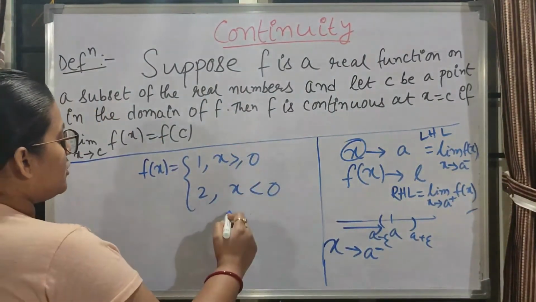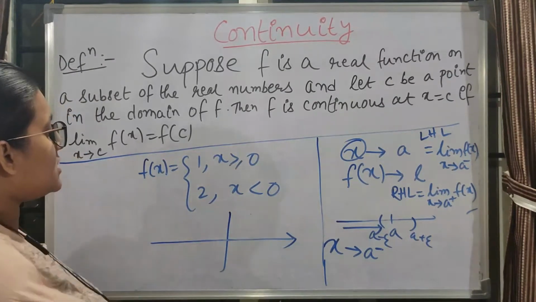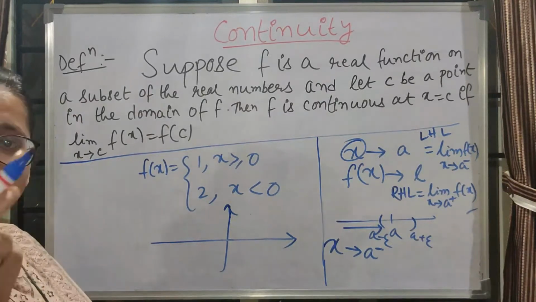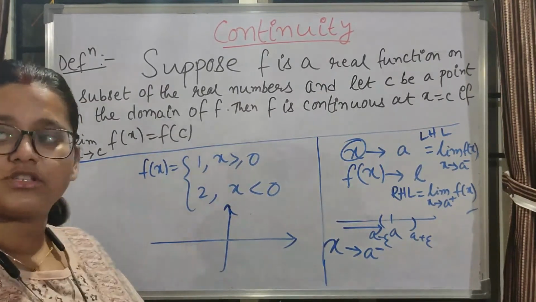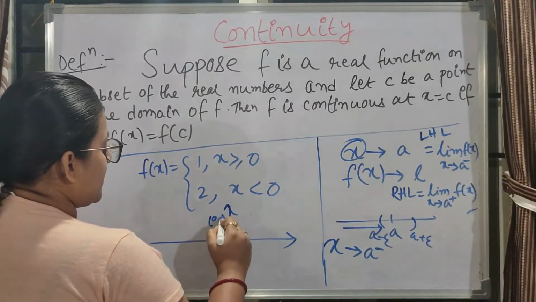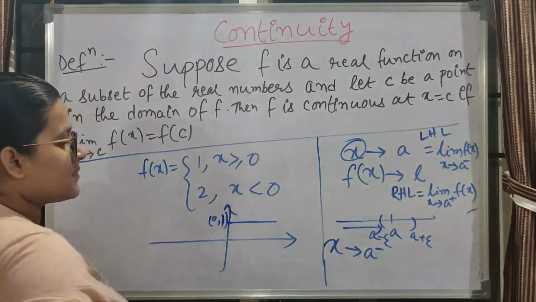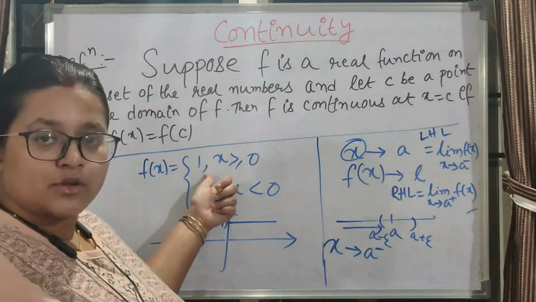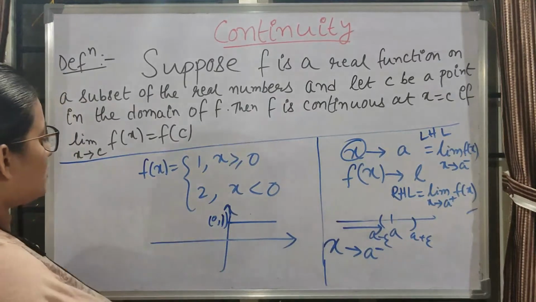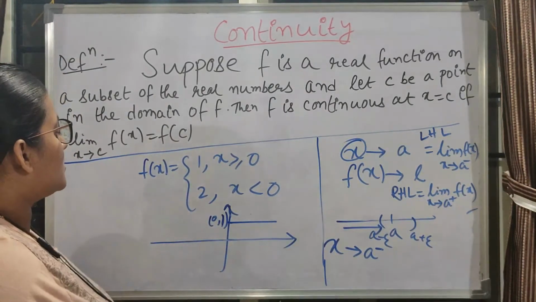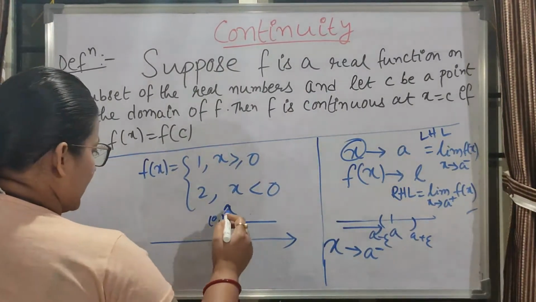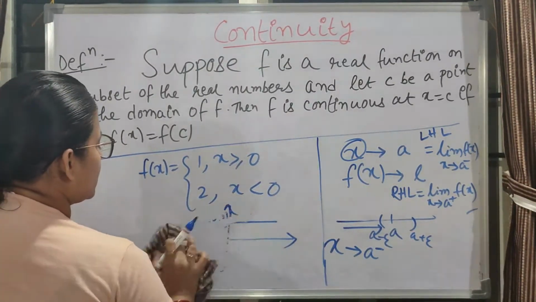For x greater than or equal to 0, the value is 1. That means f of x value is 1 when x is greater than or equal to 0, that means x is positive. So here the point is (0, 1). This is the first value. Next, for x less than 0, the value will be 2, the point (0, 2). So I will draw this big figure.